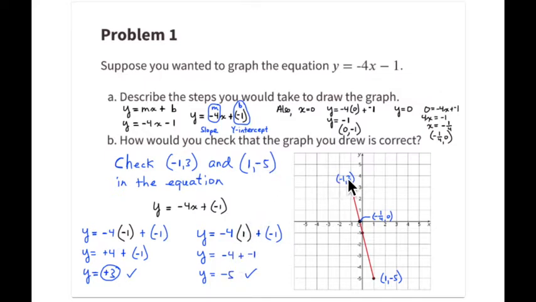So for both of these points, they do check in the equation that you replace x with the x value, and you get the y value, the y coordinate of each point back after you do the calculation.